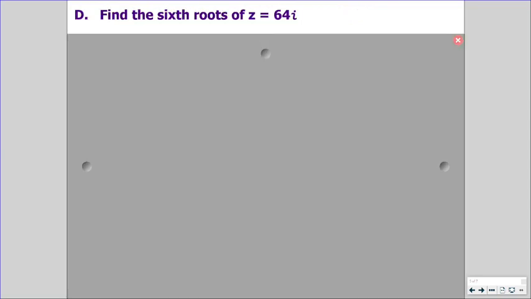Okay, pause the video, give D a try. Note that this is also not in polar form, so convert it to polar form first. Find the roots, sketch the diagram, and then when you're done, come back for the answer.